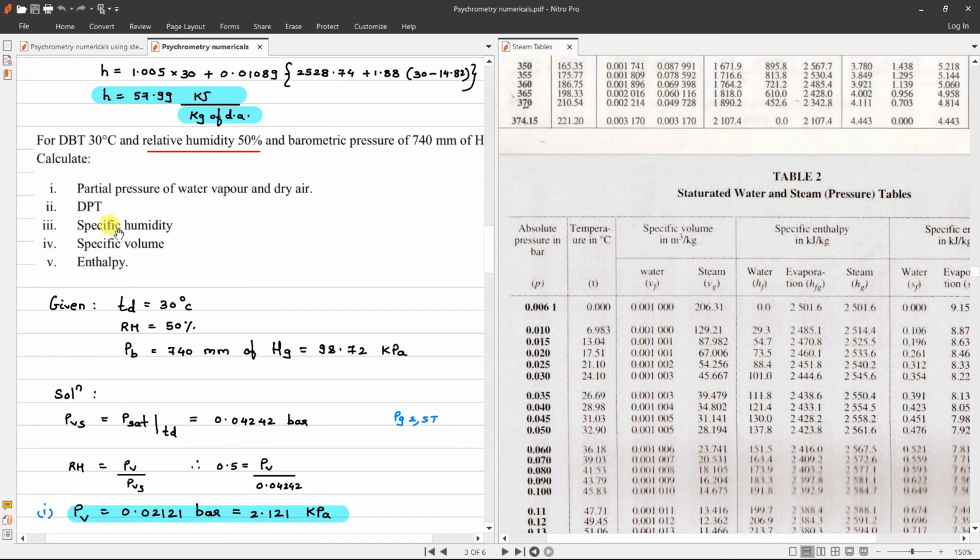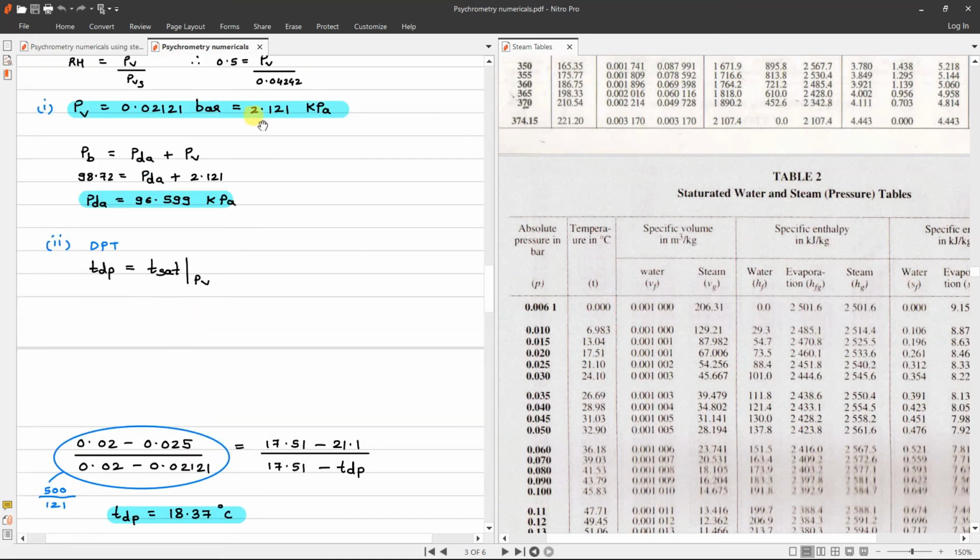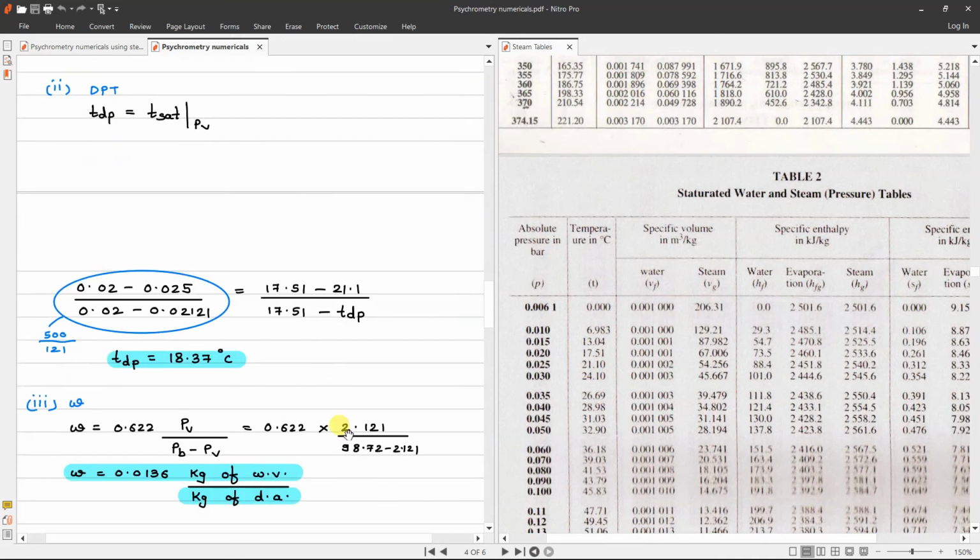Third question is specific humidity. So specific humidity omega is 0.622 PV upon PB minus PV. 0.622 into PV, which is 2.121 kilopascal, divided by PB, which is 98.72 kilopascal, minus PV 2.121 kilopascal. From here you will get omega, which is equal to 0.0136. What is omega? Specific humidity, kg of water vapor per kg of dry air.